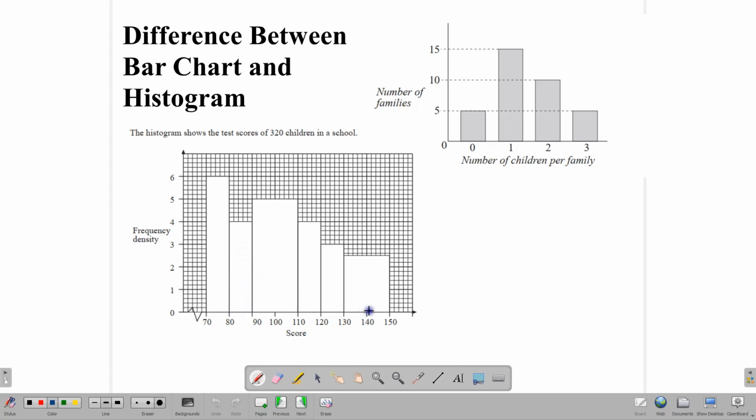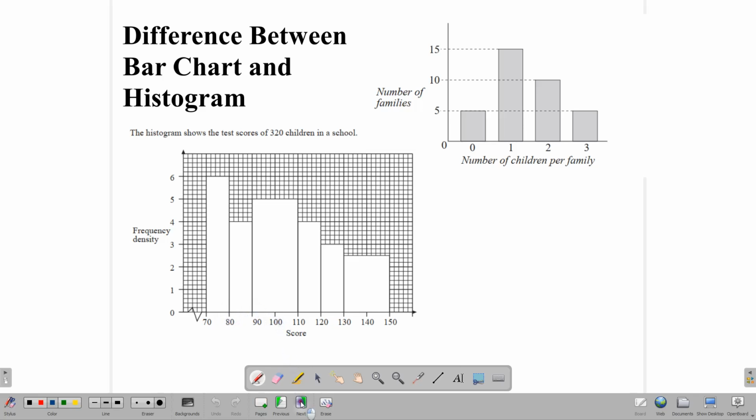So histograms and bar graphs are different. Bar graphs are normally used to represent discrete data, whereas a histogram can represent both discrete and continuous data depending on what you put in the frequency distribution, the group distribution.